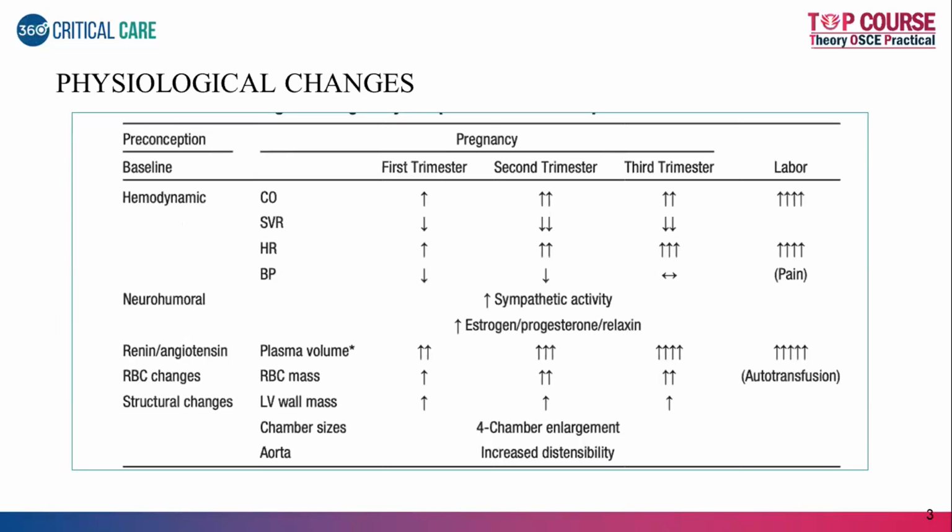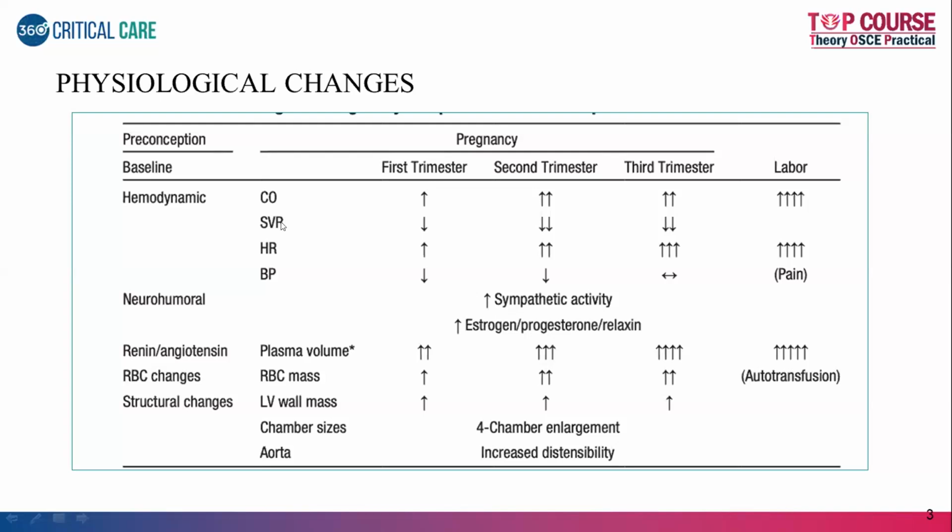So the physiological changes which are very, very important for the PIH are first the hemodynamic changes. Okay, so this has been divided into first, second, and third trimester and during labor. So in the hemodynamic components, your cardiac output will be slightly elevated in your first trimester compared to your baseline. Second trimester, a little higher. Second and third trimester, and during labor, your cardiac output will be at the highest.